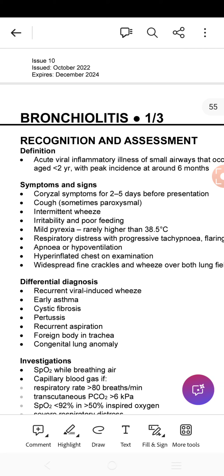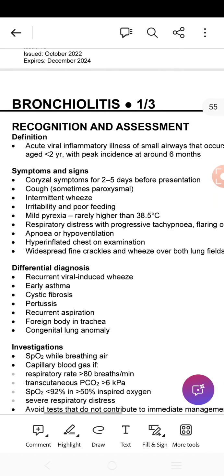It is more common in the winter seasons. What are the signs or symptoms? Regarding the signs and symptoms, the patient initially has coryzal symptoms like flu, a mild cough, and a low-grade fever.